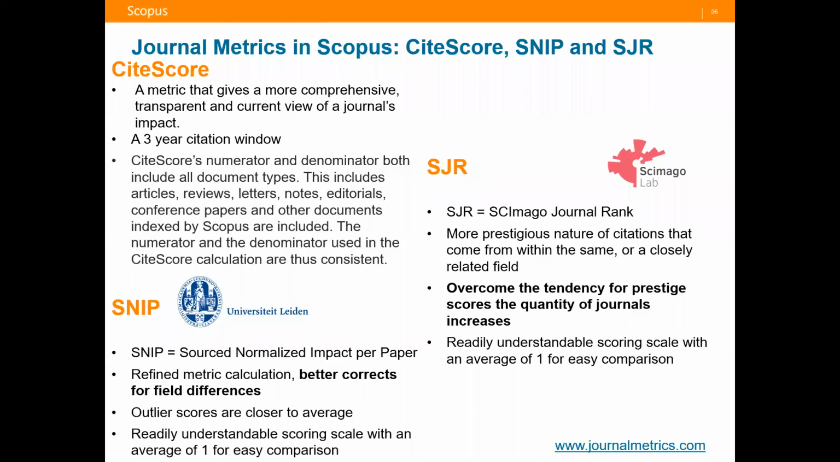The other comparison metric that we'll show and talk about is what we call SNIP, which is source normalized impact per paper. This corrects for a few differences. Remember, I was talking about mathematics and health sciences. SNIP does this, but at a journal level, right? So don't confuse FWCI that I was talking about with SNIP. FWCI is applicable at an article level. SNIP is applicable at a journal level. So even though they have a readily understandable scoring scale of 1, don't get confused by it.